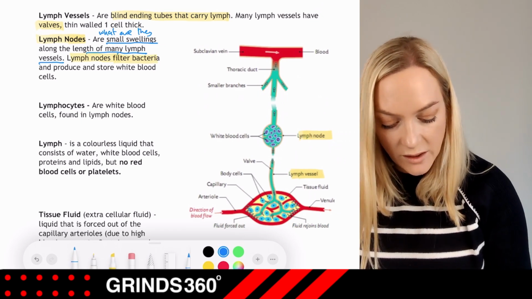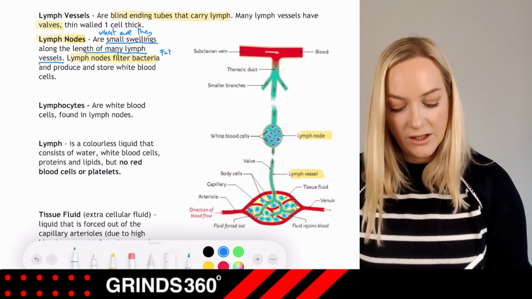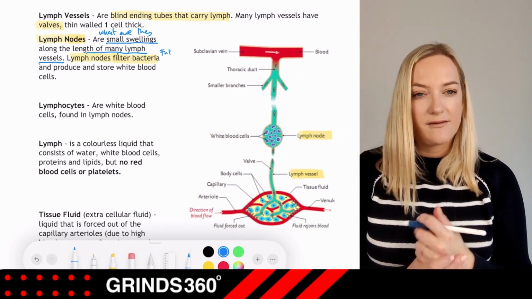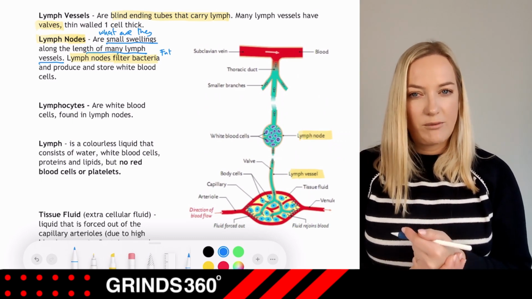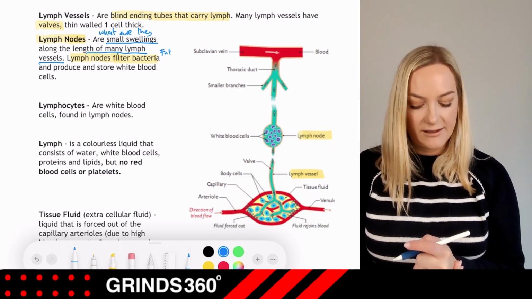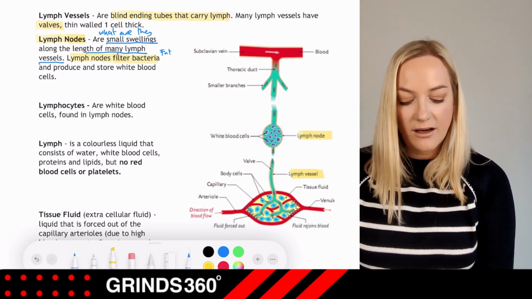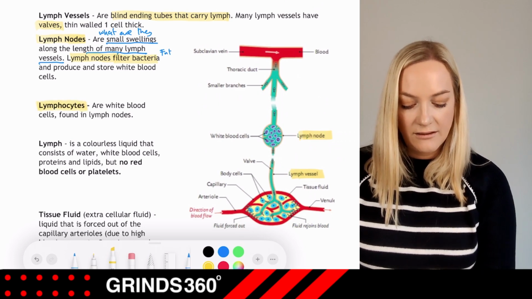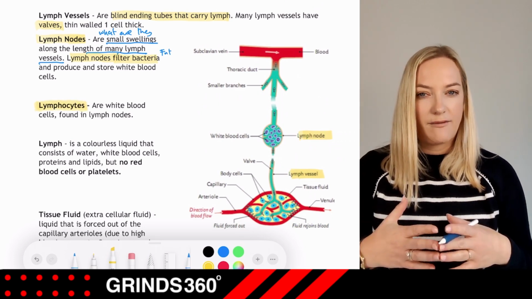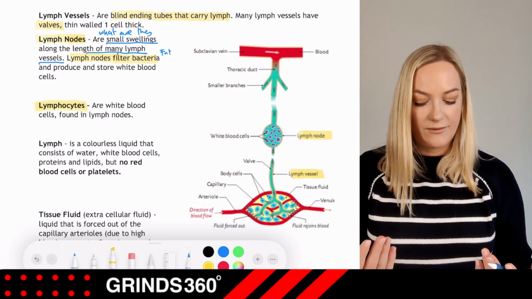One of the functions, so I'll write down here, FNT for function. It's going to filter bacteria. That's the first function. It'll produce white blood cells and it will store white blood cells. These white blood cells are your lymphocytes. Okay, so they are found in your lymph nodes.